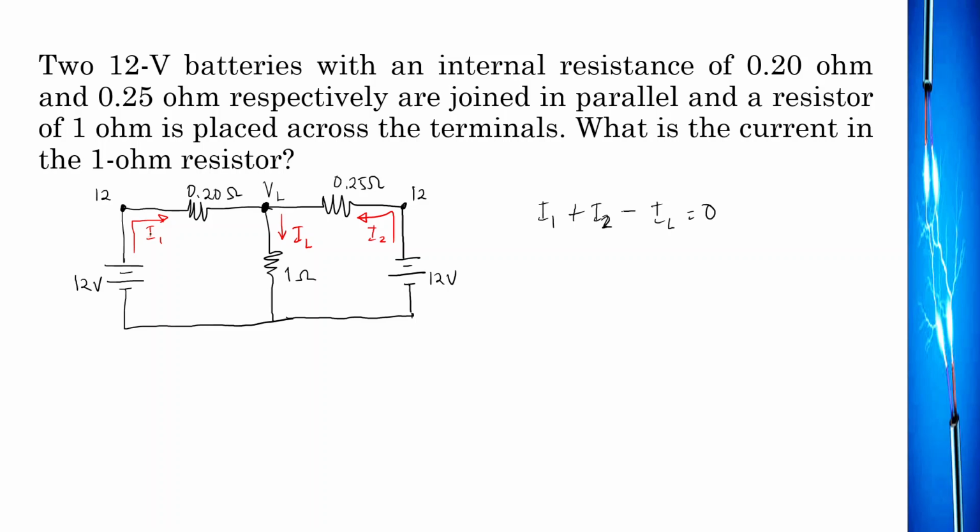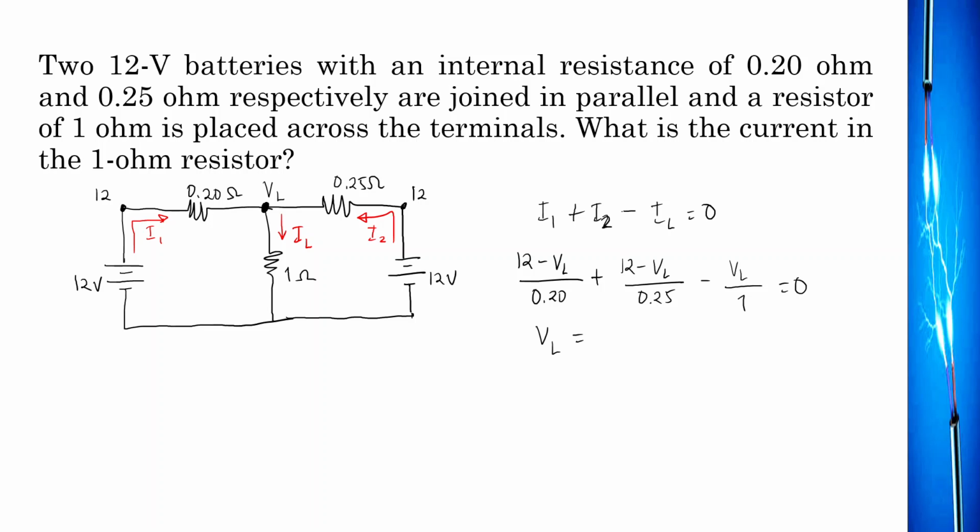Dahil yung I1, magsisimula yan mula sa 12 papuntang V sub L, kaya 12 minus V sub L over 0.20. Plus, yung isa naman, mula dun sa 12, yung current na I2 papunta sa V sub L, over 0.25. Minus, syempre V sub L papunta dito sa ground, so I can have V sub L over 1. Medyo practicein nyo kung paano i-simplify yan, guys, para madali mahanap yung V sub L o yung load voltage.